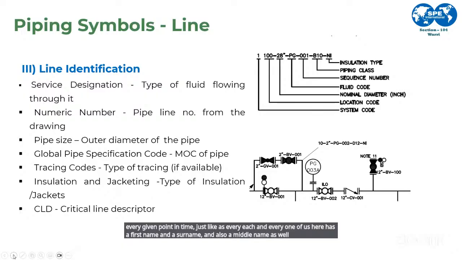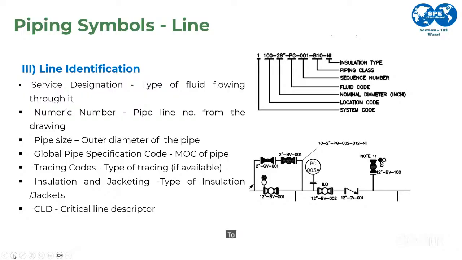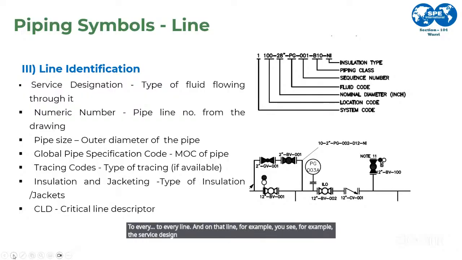So a line also has a unique number that is assigned to every line. And on that line, for example, you see the service designation. What type of fluid is flowing through that pipeline? Is it a process gas? Is it instrument air? Is it nitrogen? You're able to see that as well on the P&ID.